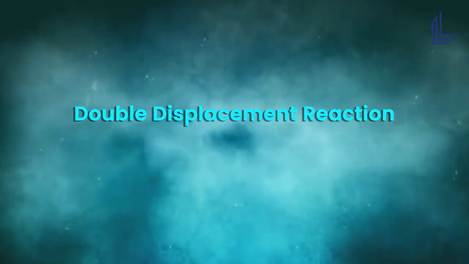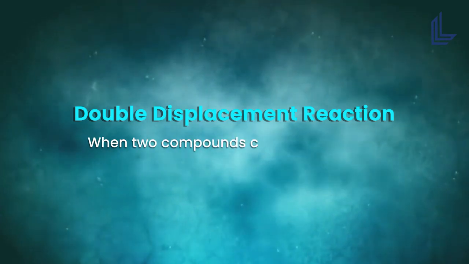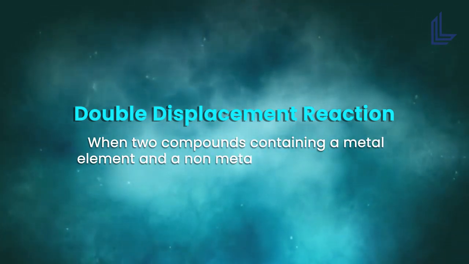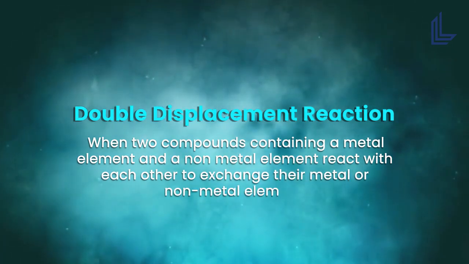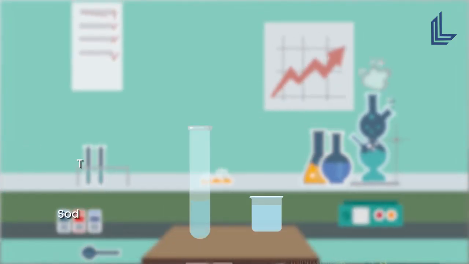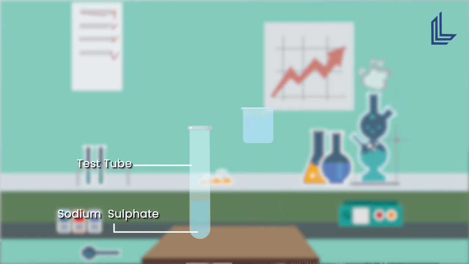The next type of reaction that we'll be covering in this lesson is double displacement reaction. As the name suggests, it's very similar to what we learned about displacement reaction. A double displacement reaction happens when two compounds which both contain a metal and a non-metal element react with each other to exchange their metal or non-metal element. Now, don't get confused. Let's take an example. It's fairly simple. Let's take a test tube which contains sodium sulfate and let's add barium chloride to this solution.